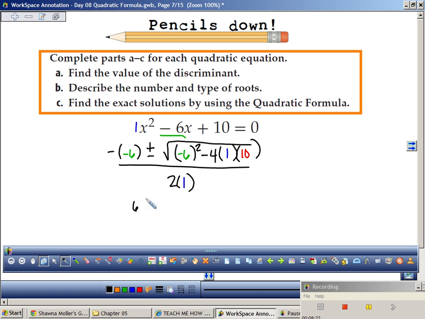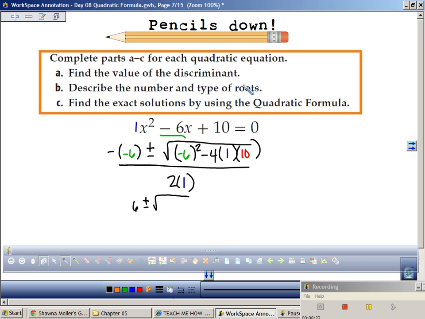So I have positive 6 plus or minus the square root. 36 minus 40 is negative 4. How many roots do I have? None. Why? Because this is imaginary. Because it's a negative 4, right?